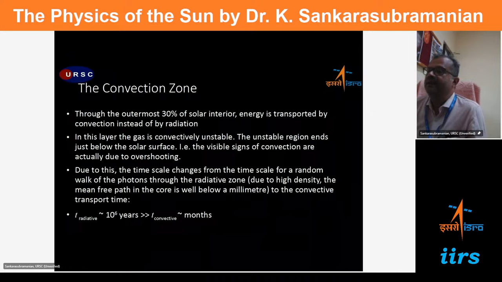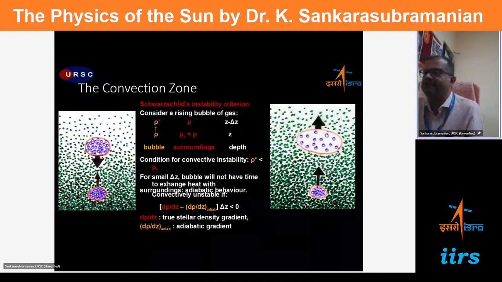Here is an example of how convection can happen. Assume a parcel of gas, which is marked in red here, and you have a surrounding region which has a density rho. And this parcel has a density rho star.